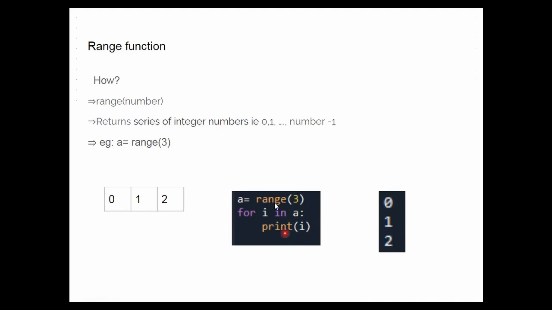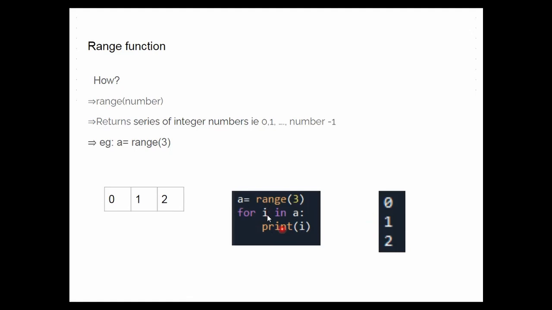Next time, again the same statement will be executed until it comes out of the loop. At what time it will come out of the loop, we will check here. Next time the value of a will become 1. So for i, i will become 1 here. So again we are going to print the value of i, that is 1.